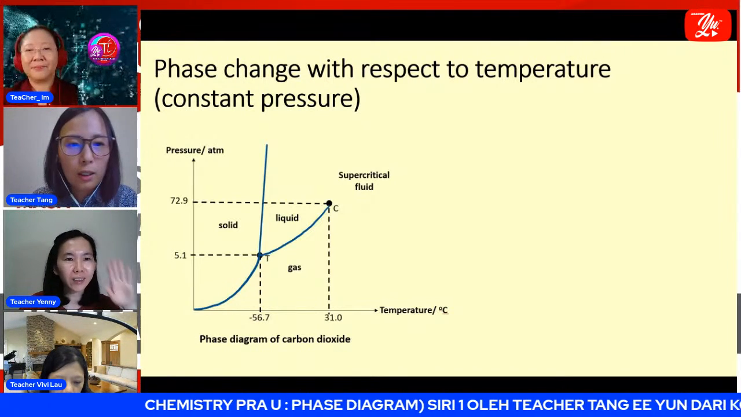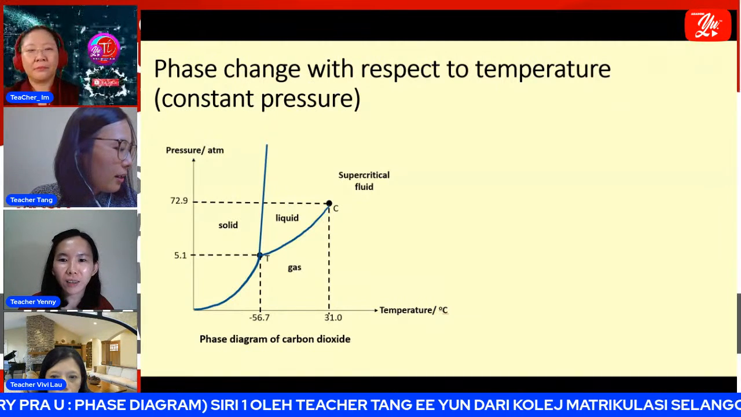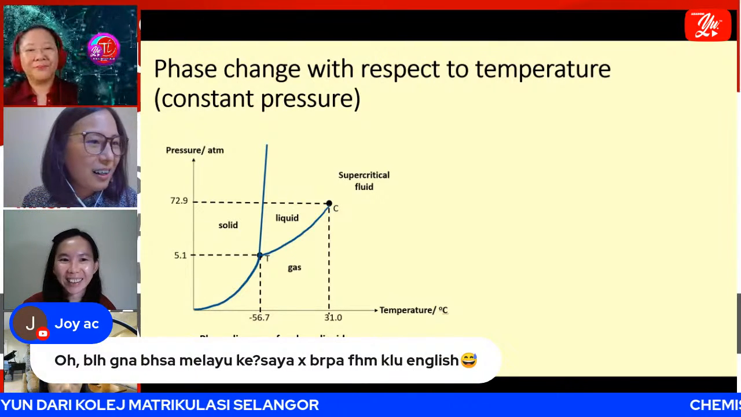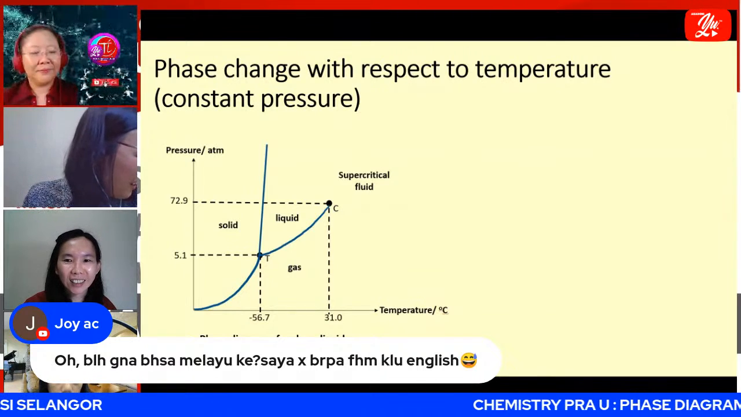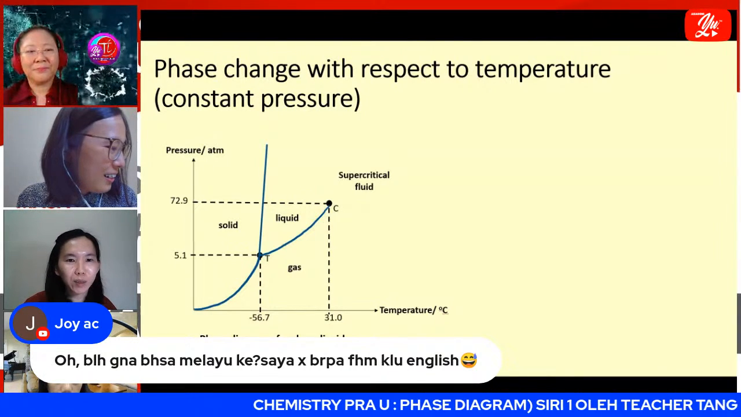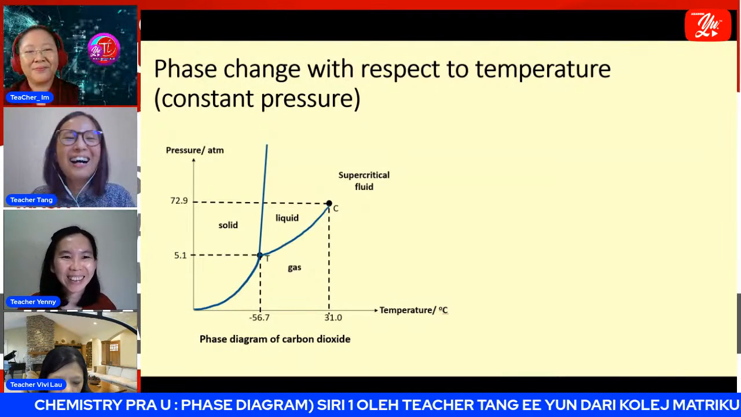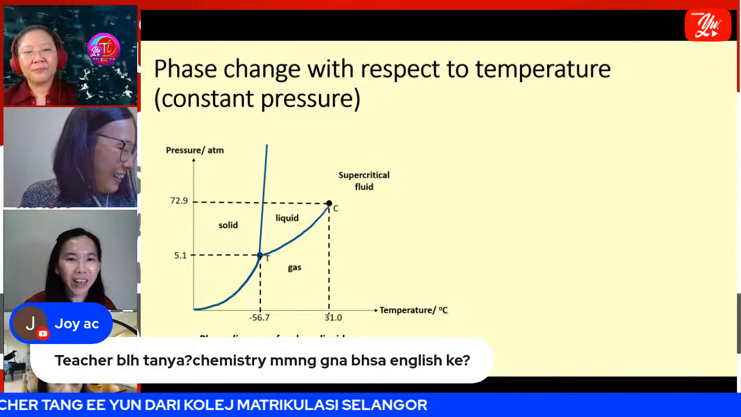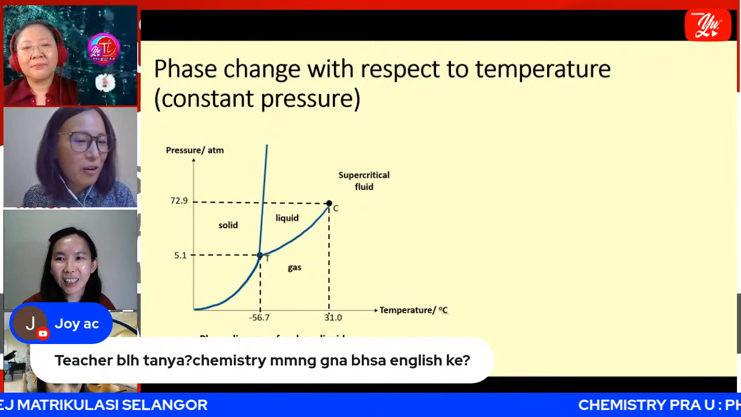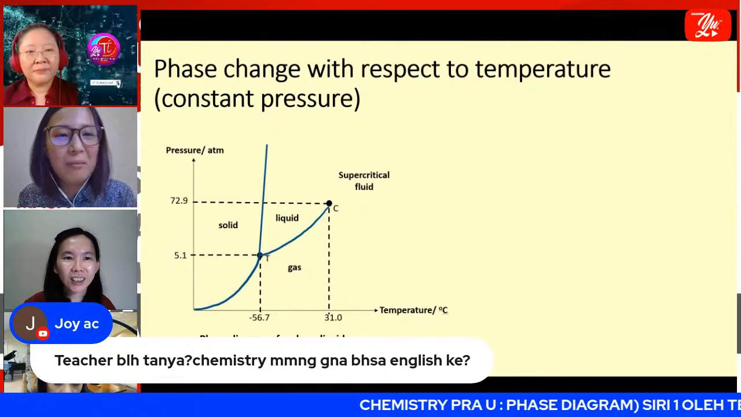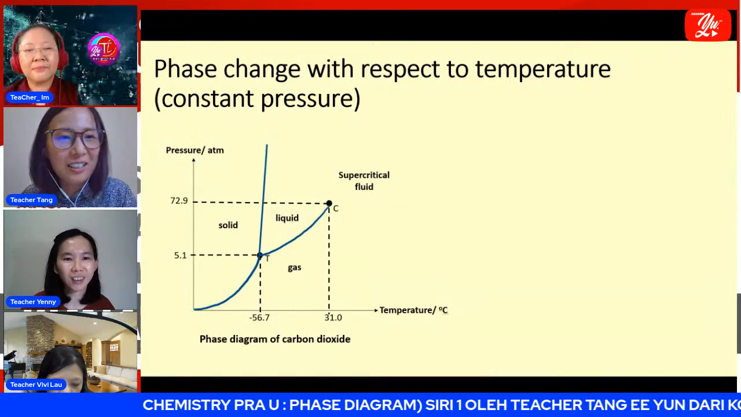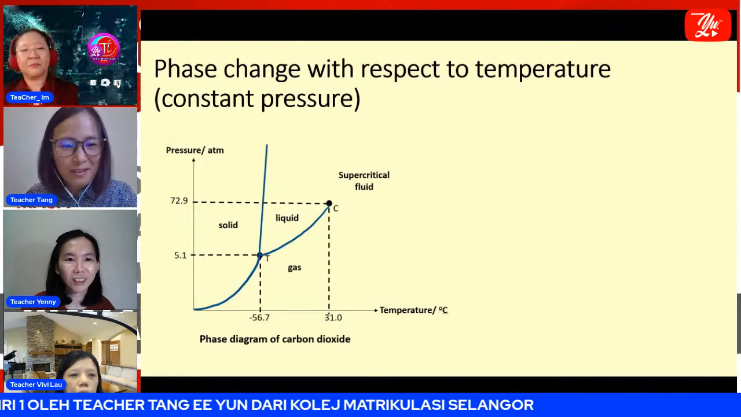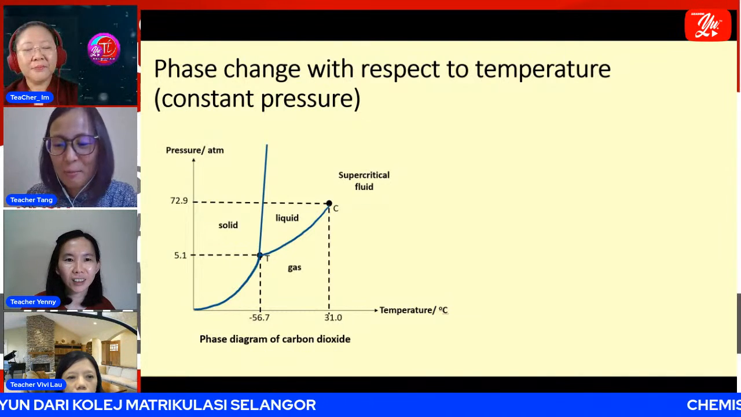Teacher Tang, I think there is one question, but already answered. One student asked whether chemistry is taught in English. Oh yeah, chemistry is taught in English. Then she said, can use Bahasa Melayu because not very understanding. So I think they have to learn two languages, right? English and BM. But for matriculation, students learn the chemistry in English. I think STPM as well. It's okay, maybe I can use BM to explain some of the concepts.